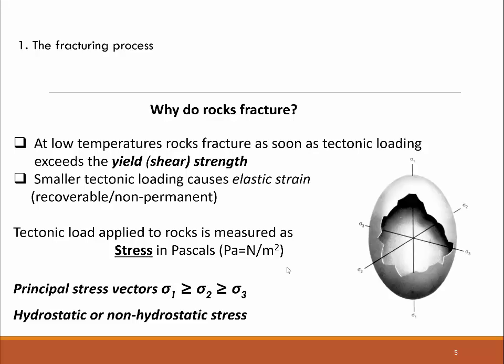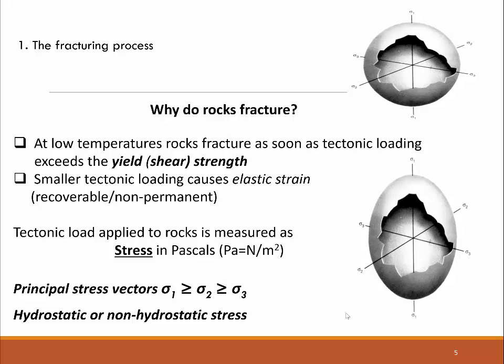Here we see a stress ellipsoid of a non-hydrostatic stress field. We see clearly here sigma 1 is larger in magnitude than sigma 2 and sigma 3, which are roughly equal in size. This is clearly a non-hydrostatic stress field compared to a hydrostatic stress field in which all stress vectors would have the same magnitude. In this case, the stress ellipsoid would be spherical.